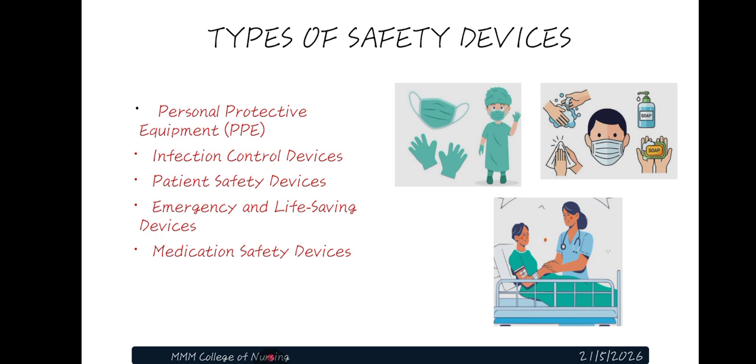Types of safety devices: personal protective equipment, infection control devices, patient safety devices, emergency and life saving devices, medication safety devices. So, the safety devices in nursing can be divided into different categories based on their functions. Some devices protect healthcare workers while others protect patients or assist during emergency.